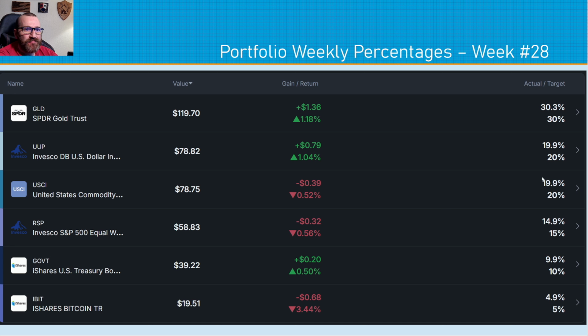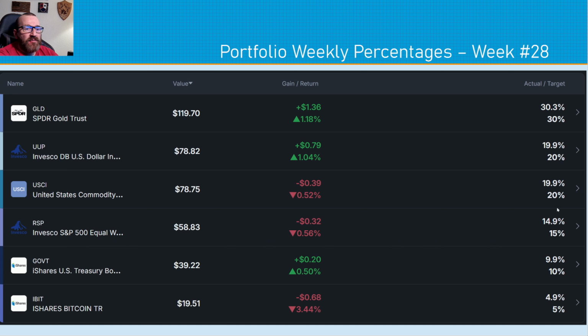And recently we increased our commodities position to 20%. It used to be 15%. Now it's 20% when we use our USCI ETF, and we're going to see how that goes with tariffs and trading and all that. We'll see. It's going to be interesting.